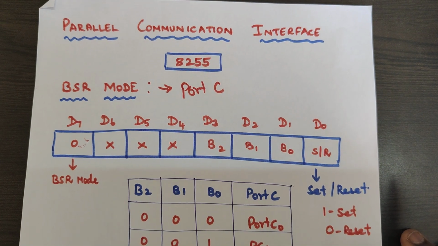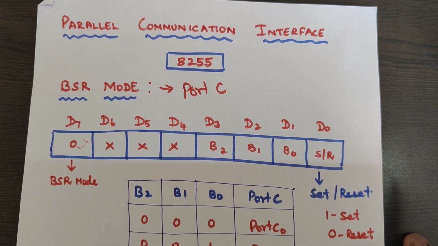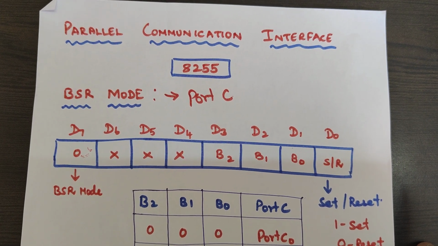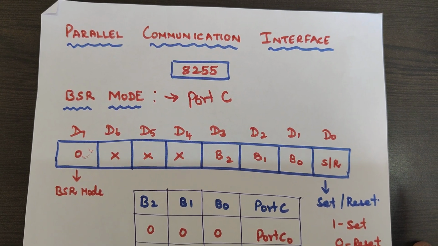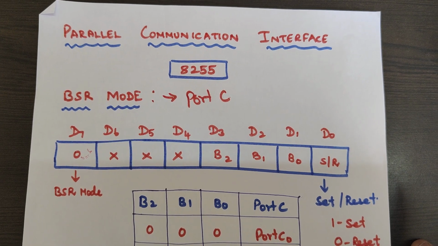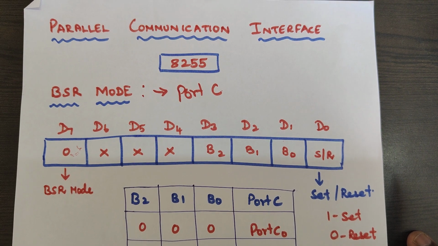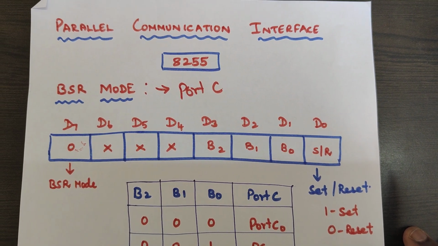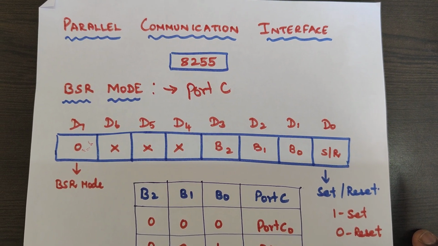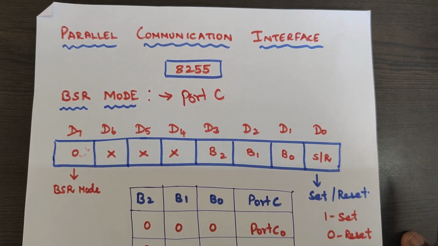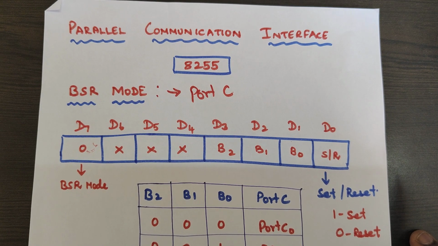Hi students, today we'll discuss how to write an assembly language program by interfacing 8255 with 8086 microprocessor by using BSR mode. In the last video we discussed IO mode, and today we'll discuss BSR mode. BSR mode is applicable only for your port C lines. Any port C bit can be set or reset individually without affecting the other lines in BSR mode.